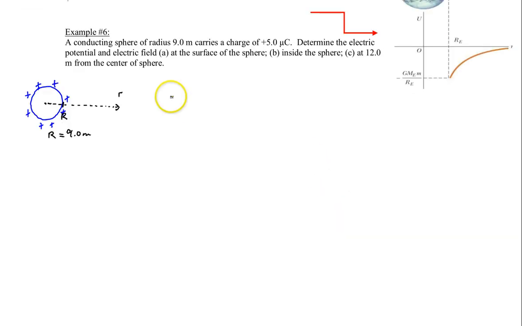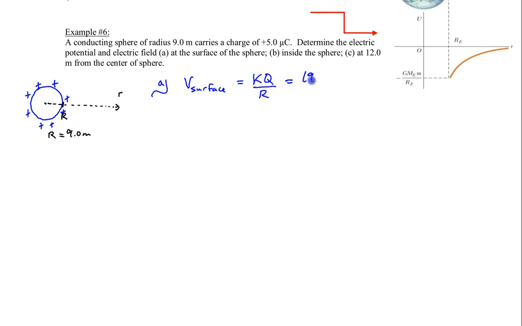Okay, so here's example 6. We have a conducting sphere with positive charges all out on the outside sphere because it's in equilibrium. We're asked to determine the electric potential and the electric field at the surface of the sphere, so let's go ahead and do that. So at the surface, the electric potential will be calculated by using KQ all over R.